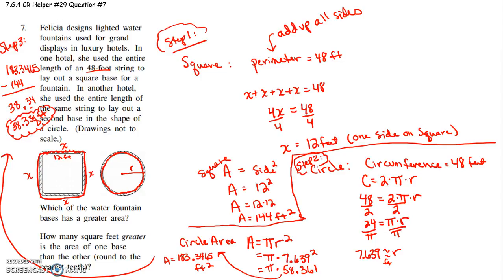All right, well, I hope that helps. You're going to find the one side of the square. From that, you'll find the area of the square. Then you'll use the circumference of the circle to find the radius of the circle. Once you have the radius of the circle, you can find the area of the circle. And then you would subtract the two to see how many square feet greater one base is than the other. Wowza, that was quite a problem.